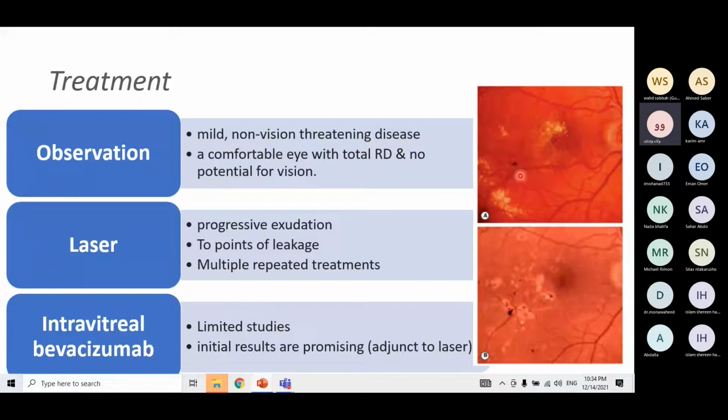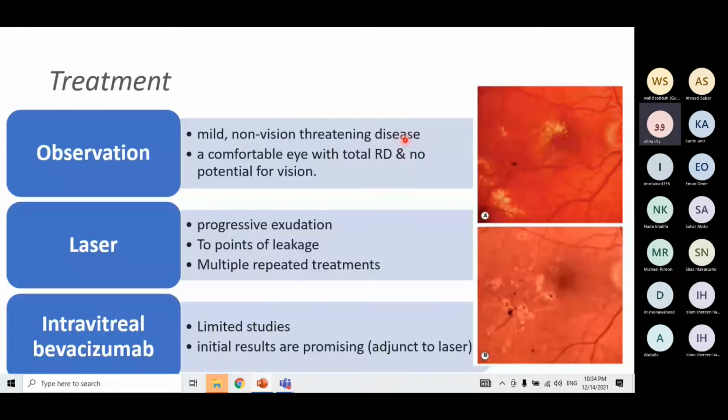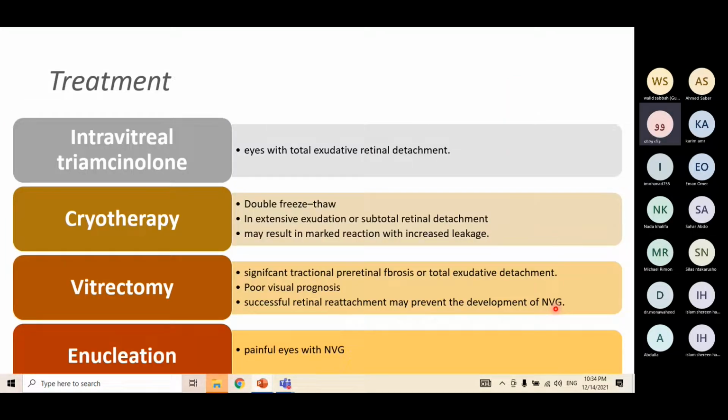Okay. Treatment ranges from observation, to laser treatment of the telangiectatic blood vessels aiming at decreasing the leakage, or intravitreal injection as an adjuvant to the laser. Sometimes you may want to do intravitreal triamcinolone to decrease the exudative retinal detachment. Cryotherapy to the telangiectatic vessels may work. Sometimes you may want to do vitrectomy or enucleation in eyes with neovascular glaucoma.